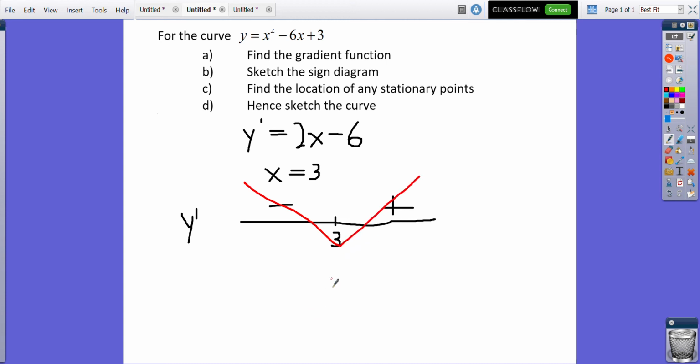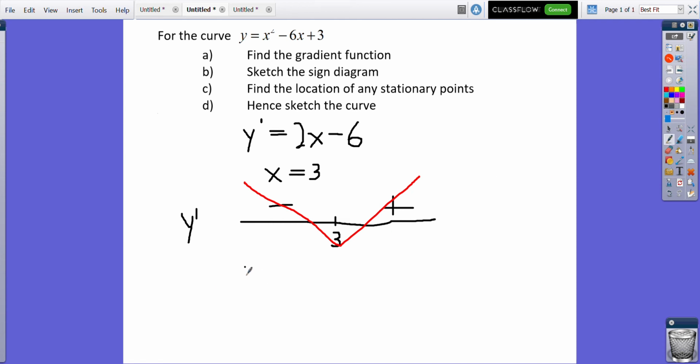So what sort of stationary point do you think we've got here? If it goes down then comes up, well, by drawing this nice little sketch in red, I'm able to see that it's a minimum. I don't need to remember that table that I showed you on the previous page. So I know that at x equals 3, I've got a minimum. So from this sign diagram, I've already found the location. I found it's when x equals 3.